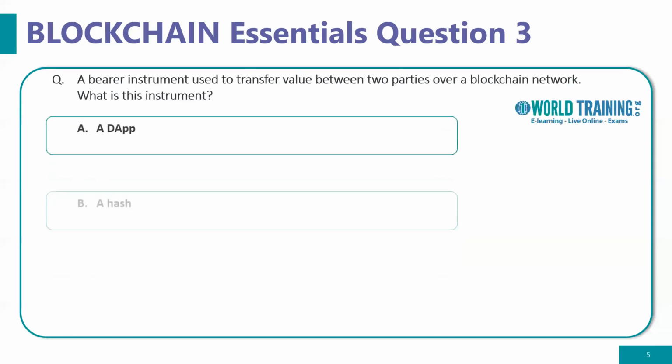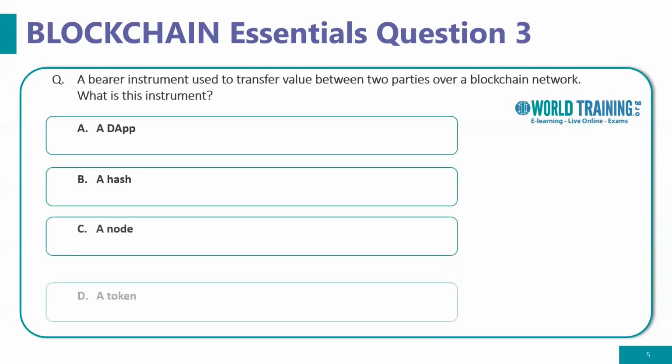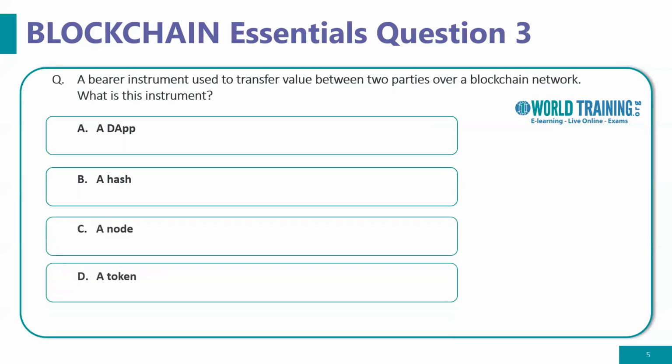Let's move to question number 3. A bearer instrument is used to transfer value between two parties over a blockchain network. What is that instrument called? Is it option A, a DApp, option B, a hash, option C, a node, or option D, a token?